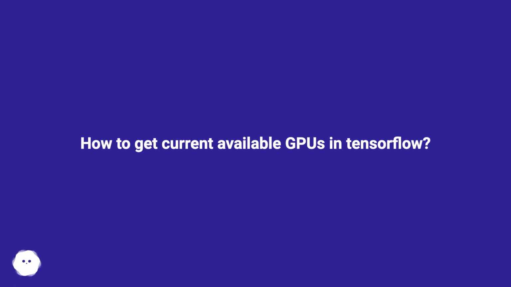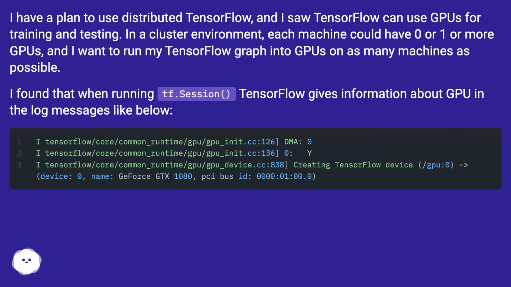How to get current available GPUs in TensorFlow. I have a plan to use distributed TensorFlow, and I saw TensorFlow can use GPUs for training and testing. In a cluster environment, each machine could have 0 or 1 or more GPUs, and I want to run my TensorFlow graph on GPUs on as many machines as possible.